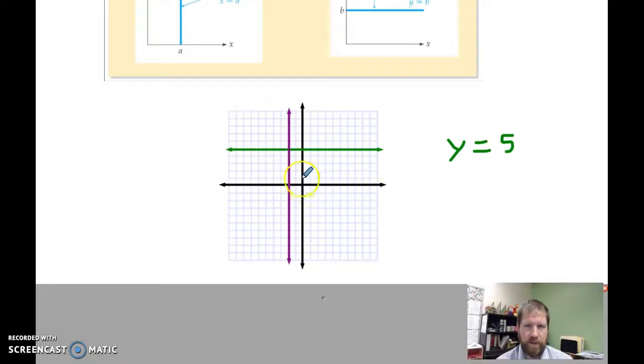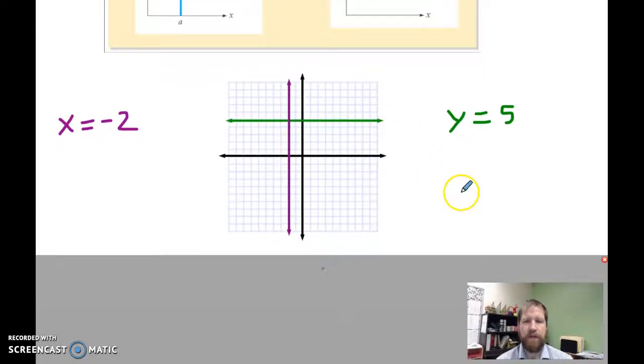For my vertical line, I'm going to have x equal to -2, because whatever value of y I put in, it's always going to be -2 for x. Now finding the slope is pretty easy to do, right? You can pick 2 points. We'll make it easy. We'll start with 0, 5 and 1, 5.